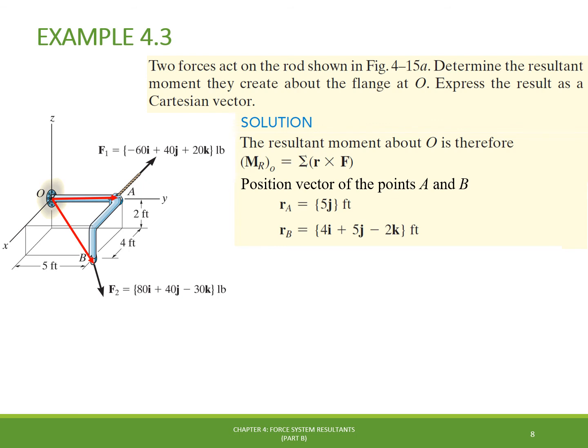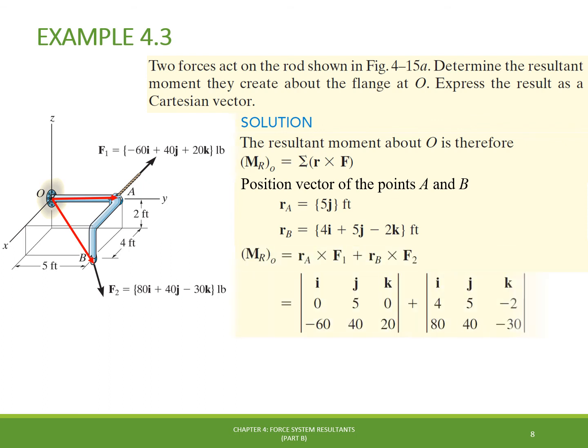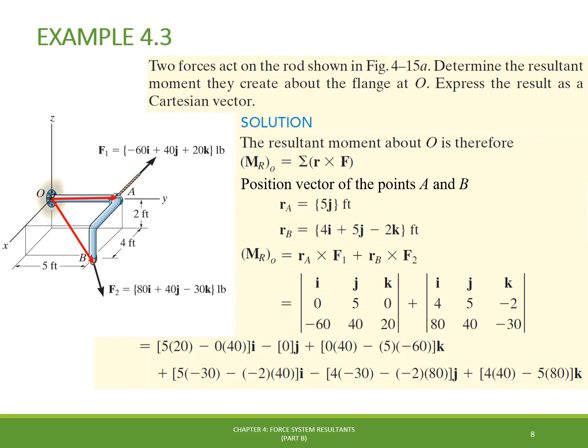Then, going back to the resultant moment equation, we just expand it and use the components of the position and force vectors in the determinant notation here. By solving the determinant, we get the general Cartesian vector expression, which after the solution of each element, we have this final answer for the Cartesian vector notation of the resultant moment.